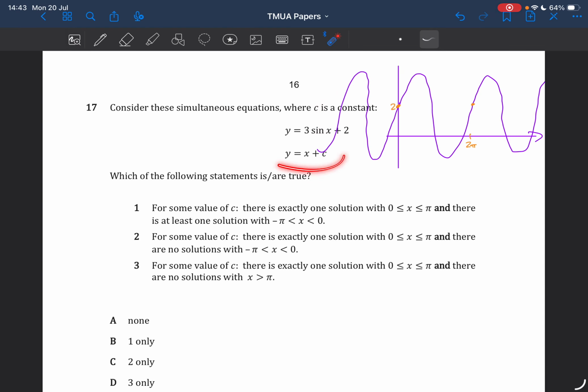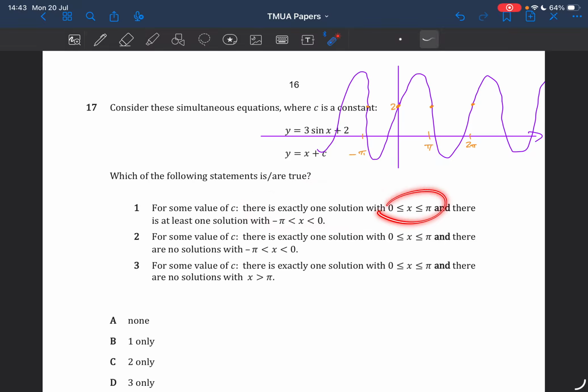We want to see now, for some value of c, there's exactly one solution between 0 and pi. So again, we can mark on some point. This is going to be pi, isn't it? Yep, going to be pi. And there's at least one solution between 0 and negative pi. Let's do a similar thing. This is negative pi, isn't it? Negative pi.